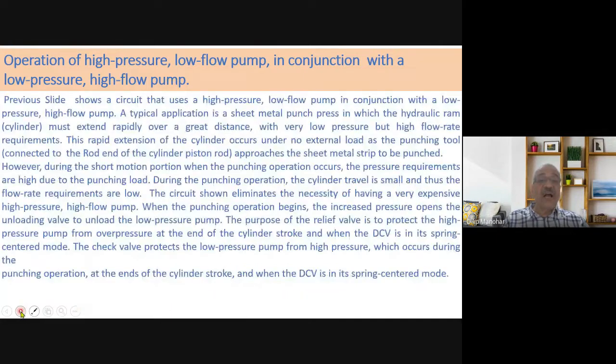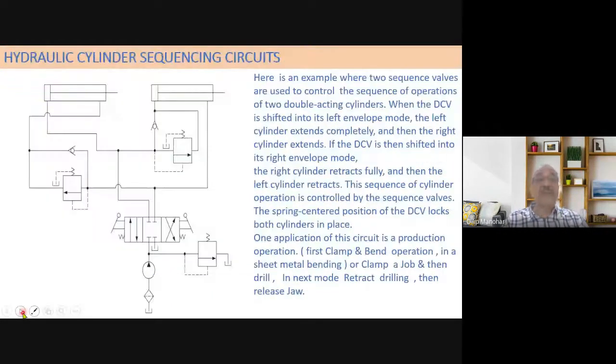We'll go to the same operation explained here in descriptive words. Now we study one circuit, the hydraulic cylinder sequencing circuit, using this diagram. There are cylinders A and B, identical cylinders connected via a circuit that uses two sequence valves.